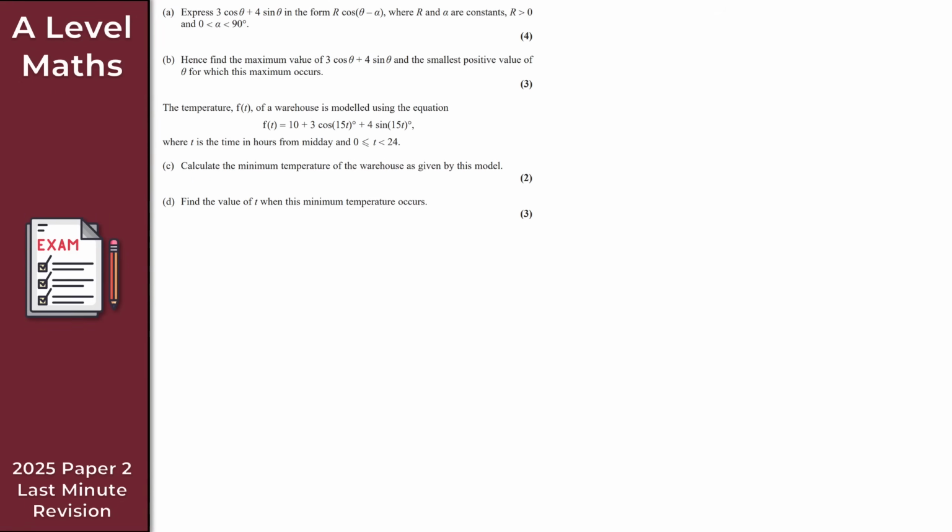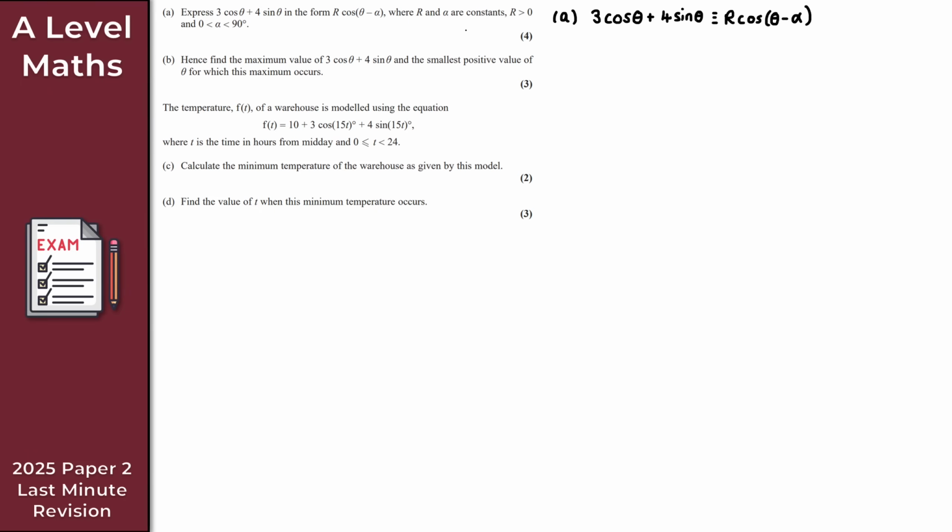Now for the next question, question 6, as we can see, we're now dealing with the harmonic identities, sometimes called the R formulae. They are the same thing, whatever you prefer to call it. So let's make a start with part A. What do we want to do here? We want to express 3 cos theta plus 4 sine theta in this form. We've got 3 cos theta plus 4 sine theta is identical to r cos of theta minus alpha.